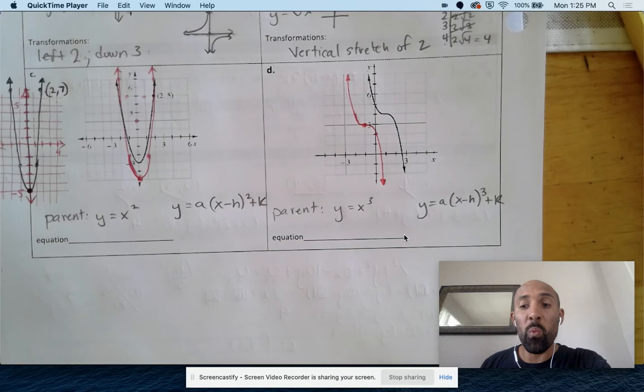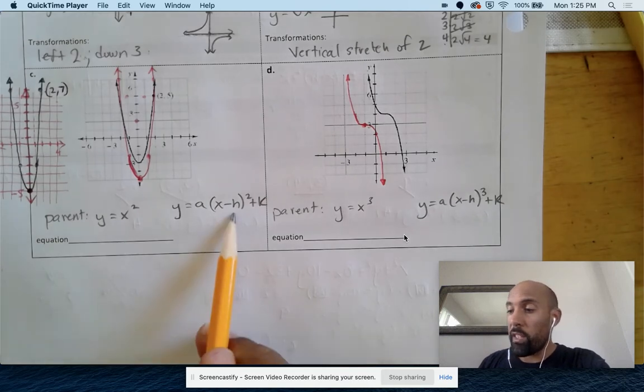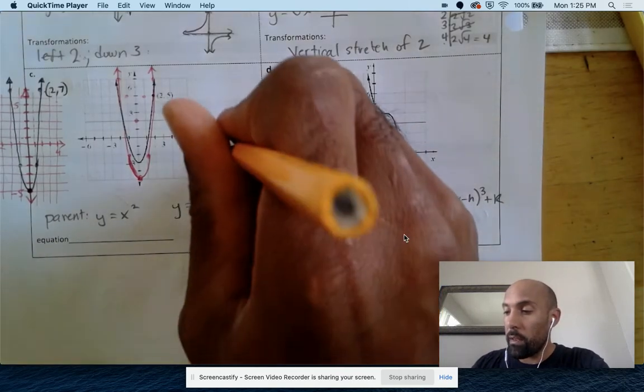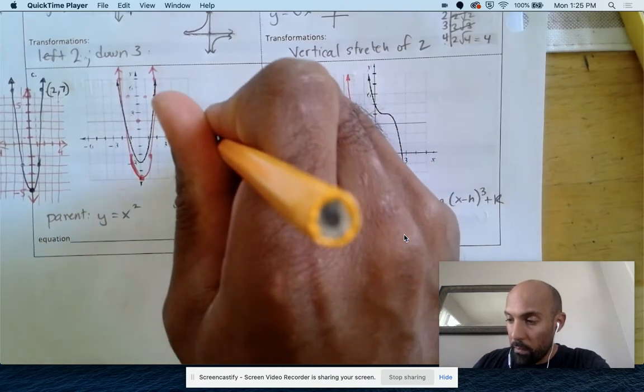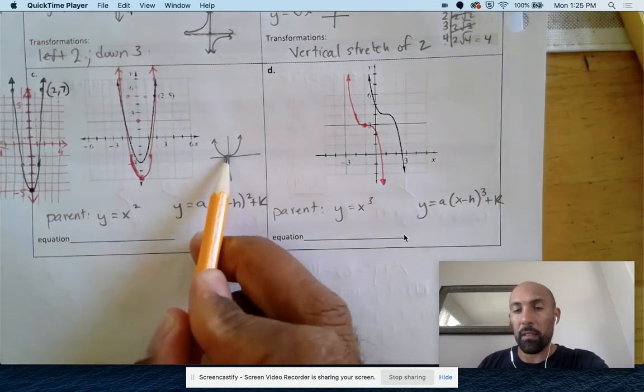So let's put in what we know. The h and k in a parabola, if you remember, let me quickly sketch the parent function, come from the vertex.